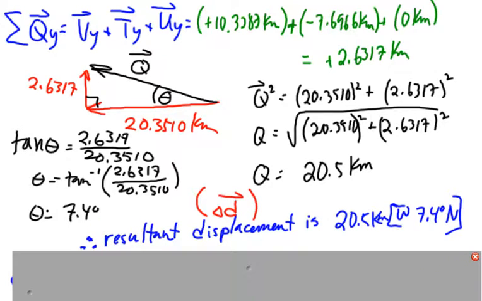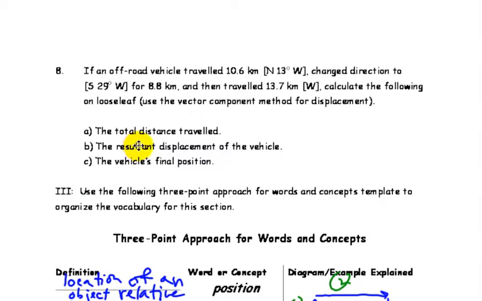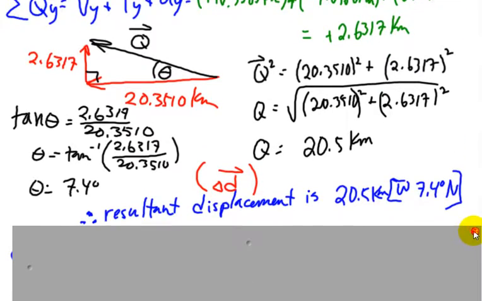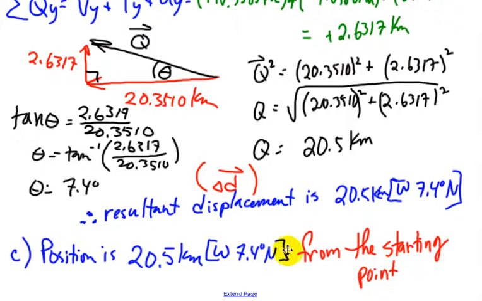Okay? And the last part of the question, what is the final position? So the position requires a movement and a reference point. We can really cop out here and say that it's the same answer as B, but we need to state a reference point. Here we'll just simply say from wherever we started. So restating it, 20.5 kilometers west, 7.4 degrees north from the starting point. So you have to have that last part in there. Okay, so that's our assignment.